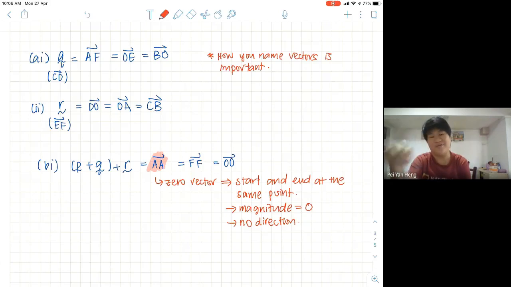You don't want to go to level 5 also can. You want to go level 3, level 2, level 1, you want to make many loops also can. But as long as you come back and you end at the same point, the same classroom, it's a 0 vector. It's as if you did not move at all.